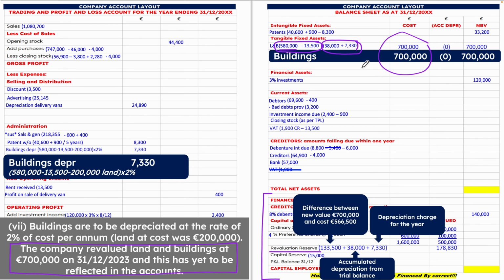So there's a lot of different adjustments for buildings. It can be quite tough, but that is what a revaluation reserve is. The increase in value has to be shown in the balance sheet under the finance by in the revaluation reserve, because ultimately the shareholders own that increase in value.